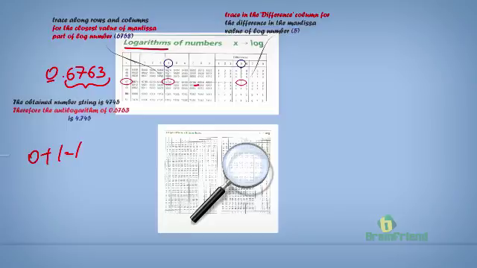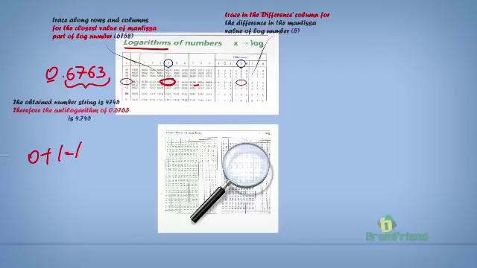In this instance, we have 6758, which is close to 6763. The next number is higher, 6767. So it means that this is the closest number to which we can have.